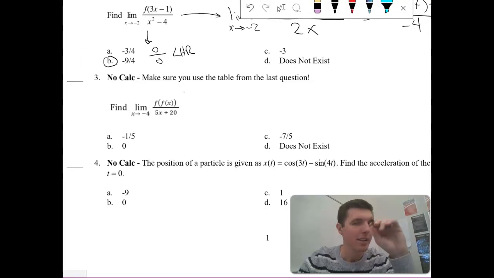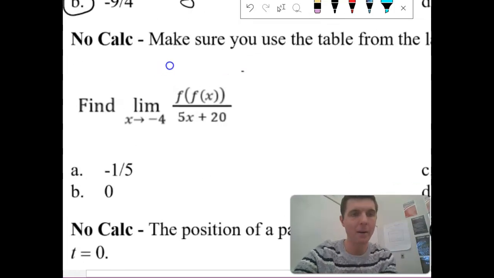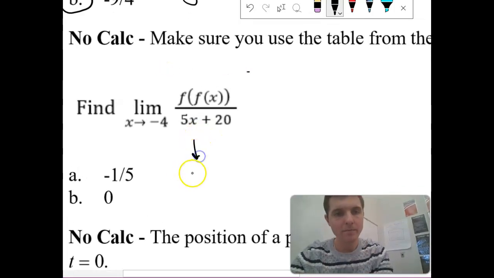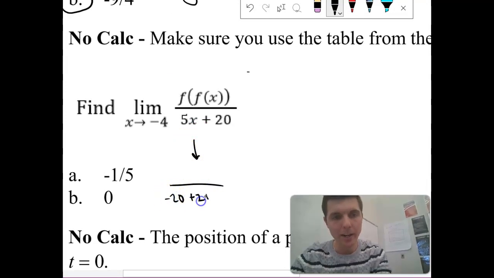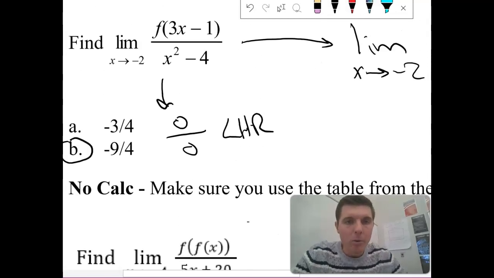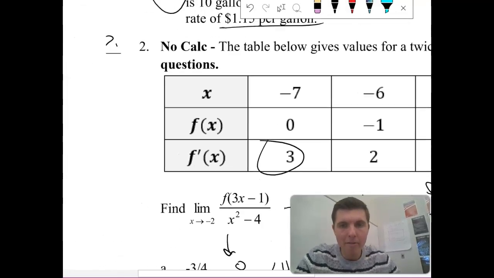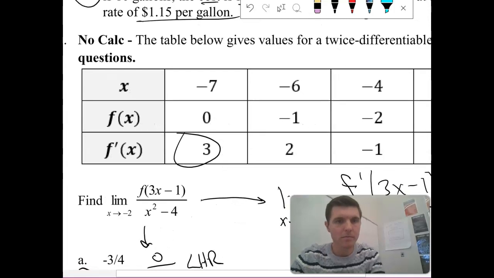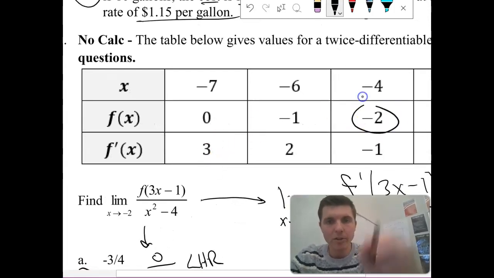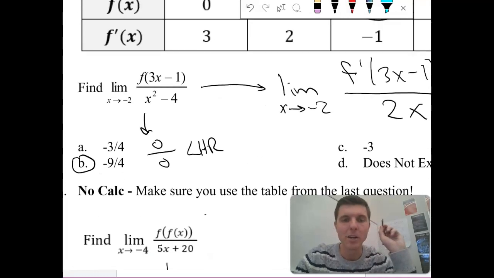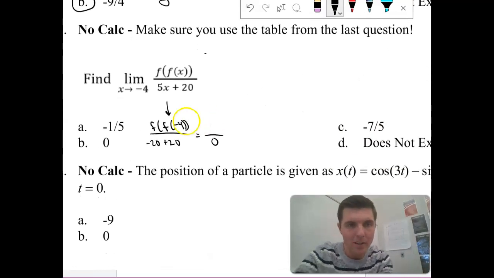Number 3, you just did it for the last one. You're probably thinking, hey, I'm going to use L'Hopital's rule again. And let's check. On the bottom, 5 times -4, that's -20 plus 20. Yeah, that's definitely going to be 0 on the bottom. On top, f of -4. If I plug -4 into my f function, I get -2 as my output. That means that's my new input when I plug that into the next step.